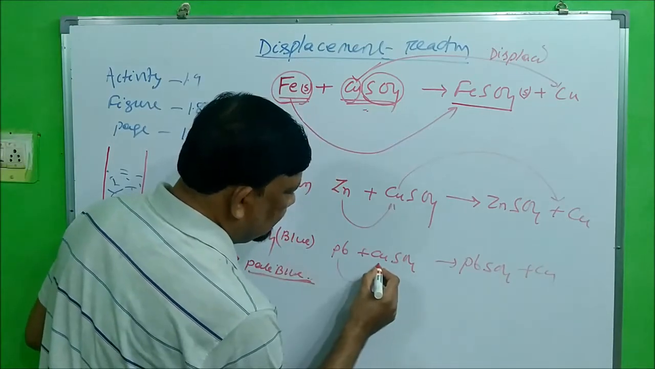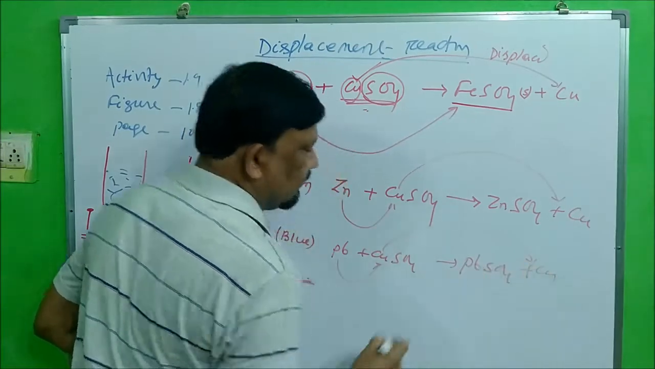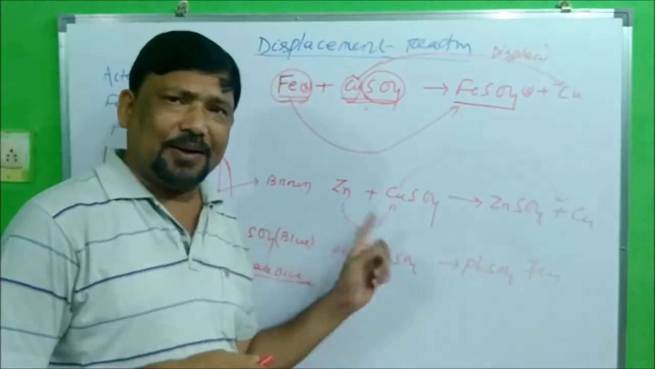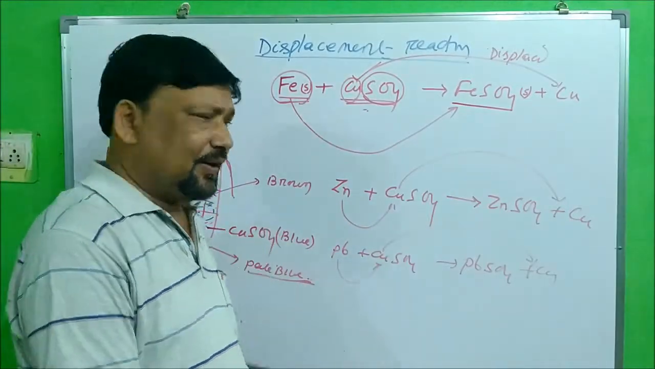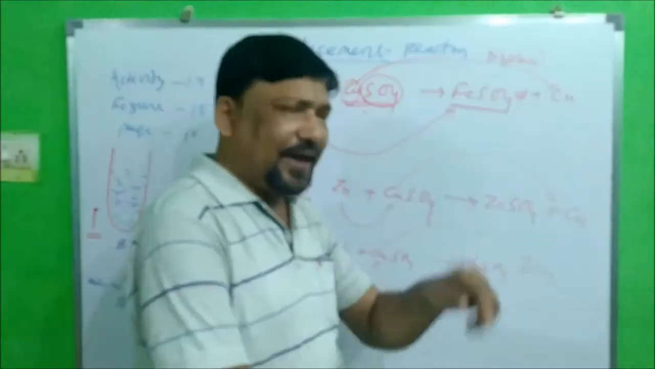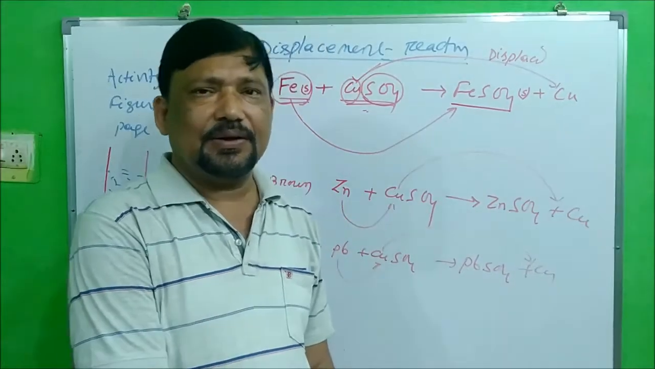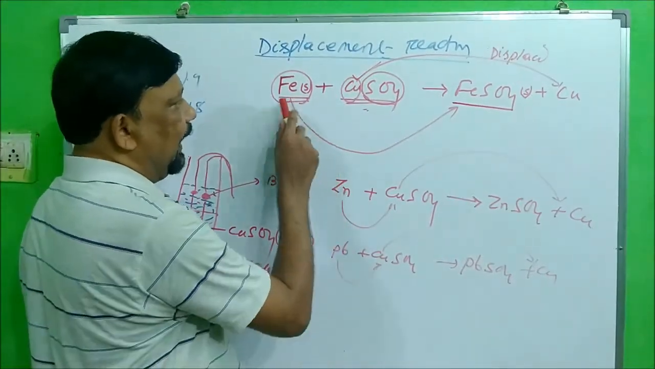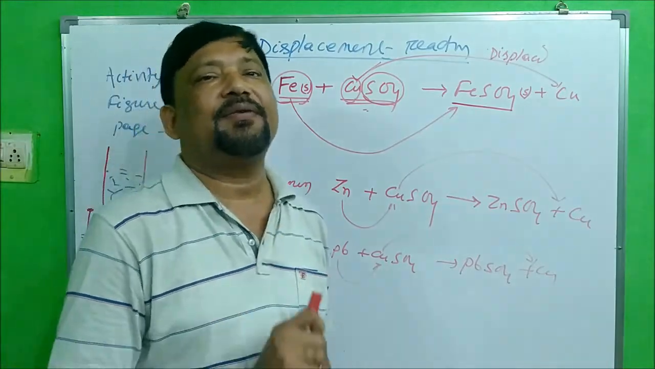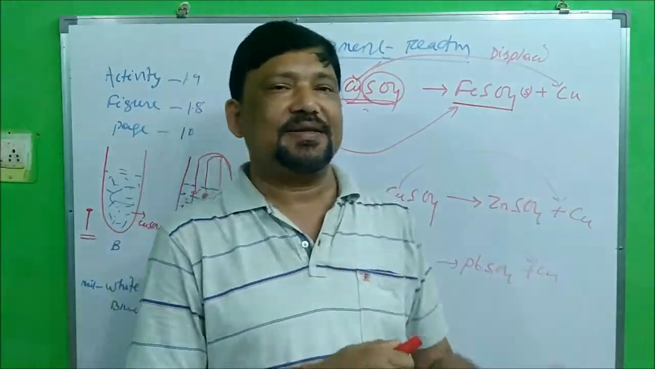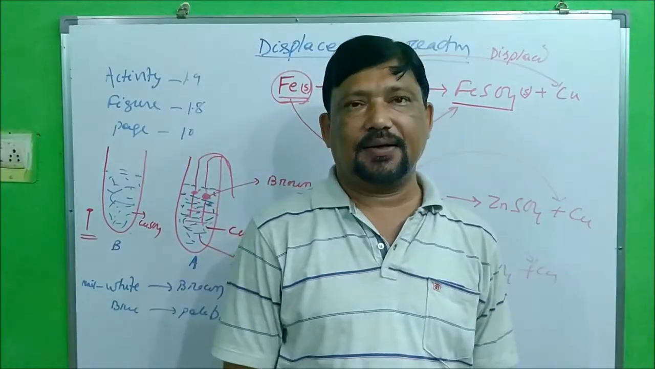So lead displaces copper. So in all these three examples, you will see that copper is displaced by all these materials. Why will copper not displace iron from ferrous sulfate? Because lead, zinc and iron are more reactive metals than copper. So this is the reactivity series that we will learn in higher classes.